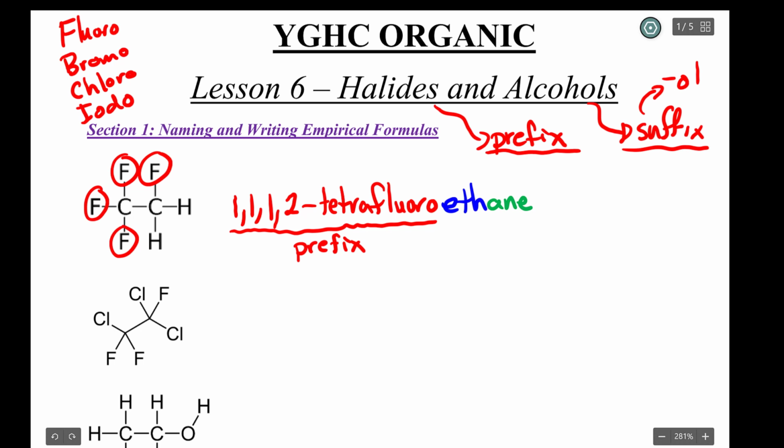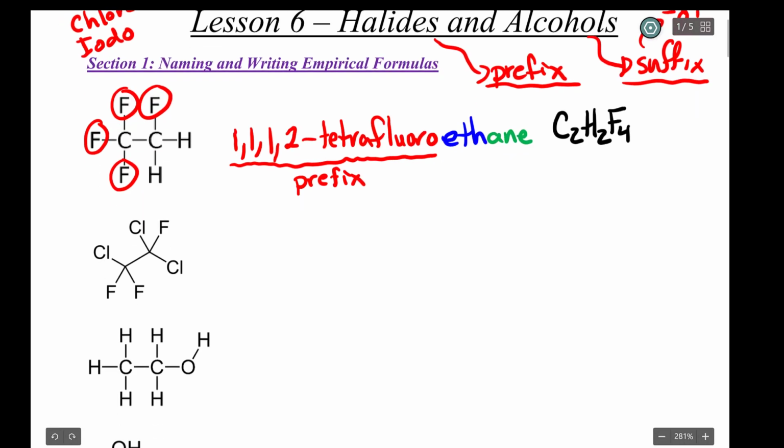Now there's no fancy way of doing the actual formula for this other than just to count everything up. So this would be C2H2. We always put our carbons and hydrogens first. And then it would be F4. Okay, so there's one where it's a structural diagram. Let's look at one that looks like a line diagram.